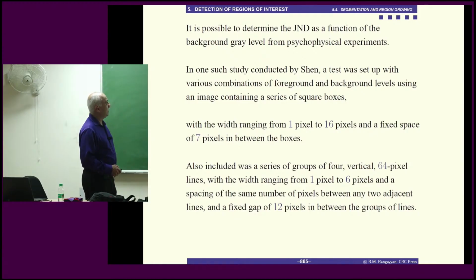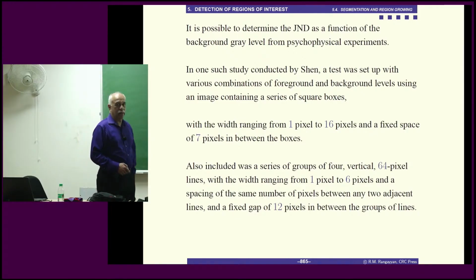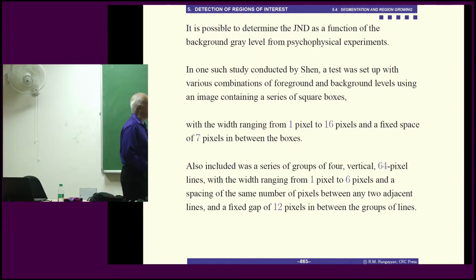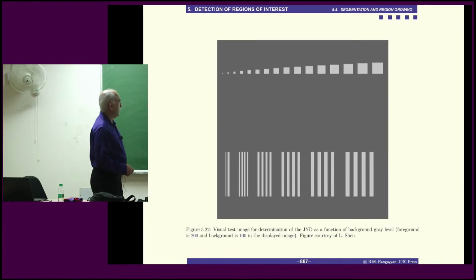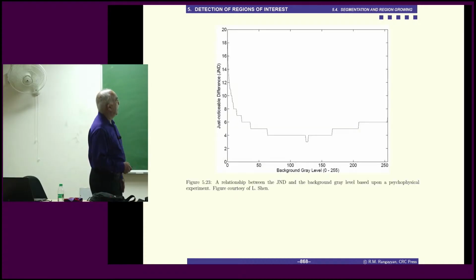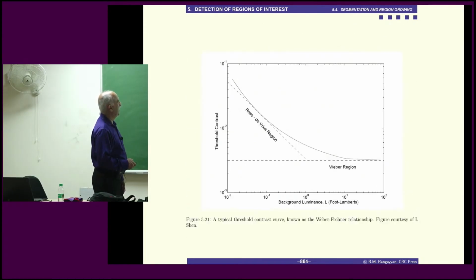So we conducted a test where we set up various patterns of foreground and background levels using square boxes and line patterns. So pixel width ranging from 1 pixel to 16 pixels and spacing of 7 pixels, and vertical bars like this. This was one of the test patterns, and the background and the value of the foreground were changed, and some tests were conducted, and the threshold of perception, the just noticeable difference, was mapped to be like that, which is approximately the Weber-Fechner relationship.